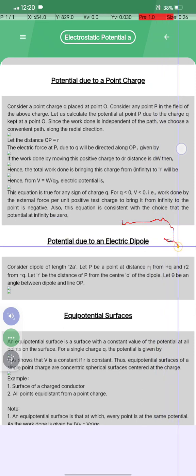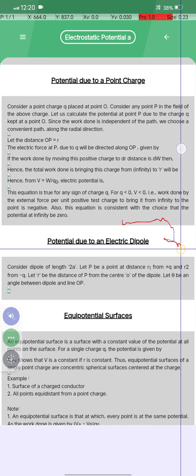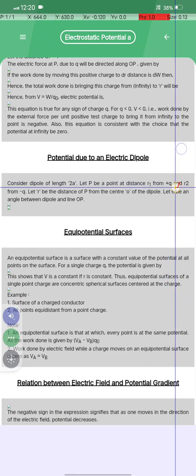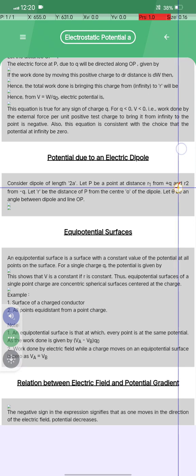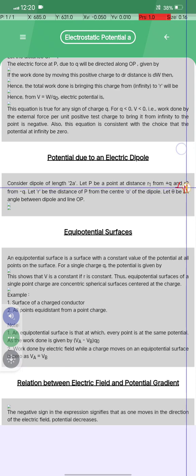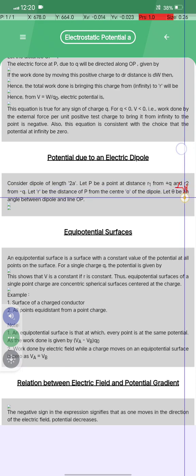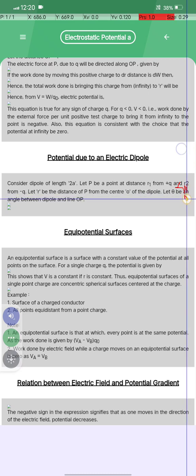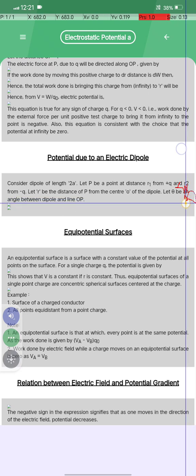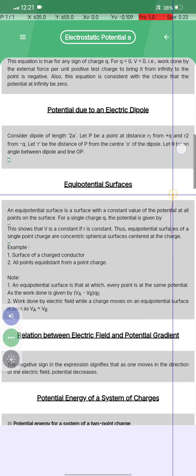Now let us know what is potential due to an electric dipole. Consider a dipole of length 2a, and let P be a point at a distance R1 from Q positive and R2 from Q negative. Let R be the distance of P from the center O of the dipole. Let theta be the angle between the dipole and the line OP. Now, what is equipotential?